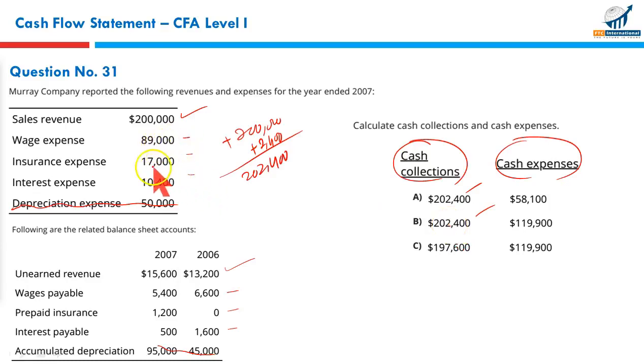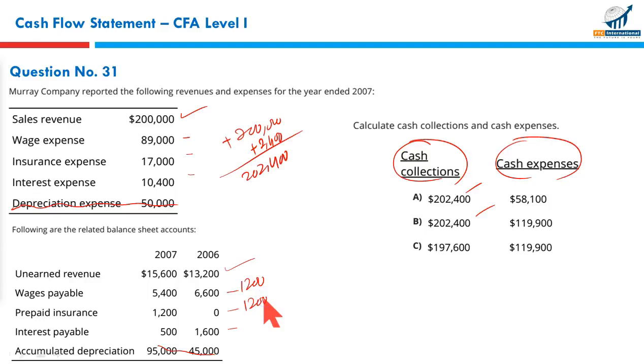89, yes, 17, and interest expense. Now look at this, what we will do here, one by one. Wages payable, they have decreased over the period, means we would have paid this. Wages payable has decreased over the period by how much? By 1,200. So this is effectively an outflow. Prepaid insurance is an asset. We have created this asset, current asset. We would have paid this amount. That's why we have a prepaid insurance account showing 1,200. It's an outflow.